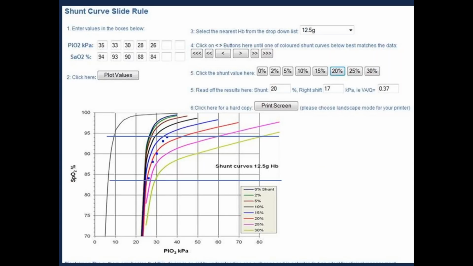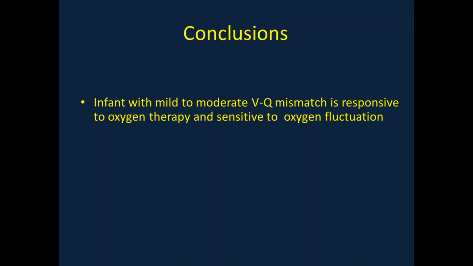So with significant VQ mismatch, we have 0.3 VQ ratio and right-left shunt 20%. Again, I just repeat that again. You have now significant drop of saturation with little bit of change in the fraction of oxygen. So VQ mismatch is really responsive to inhaled oxygen changes.